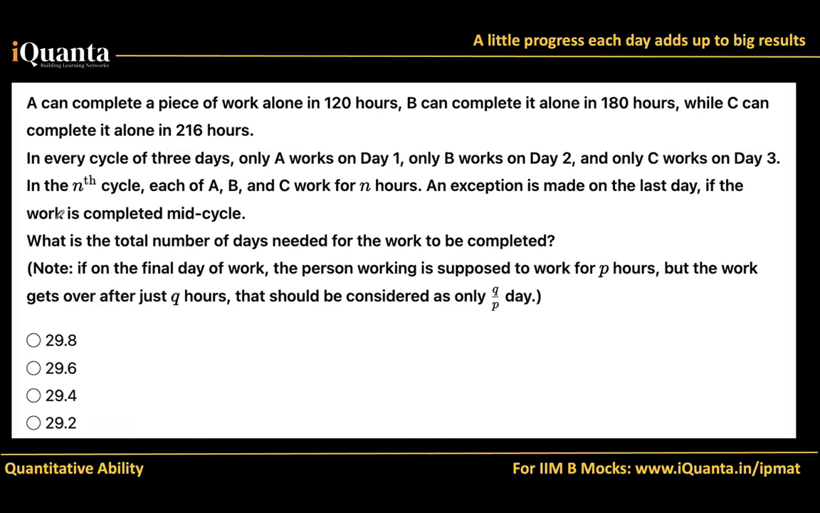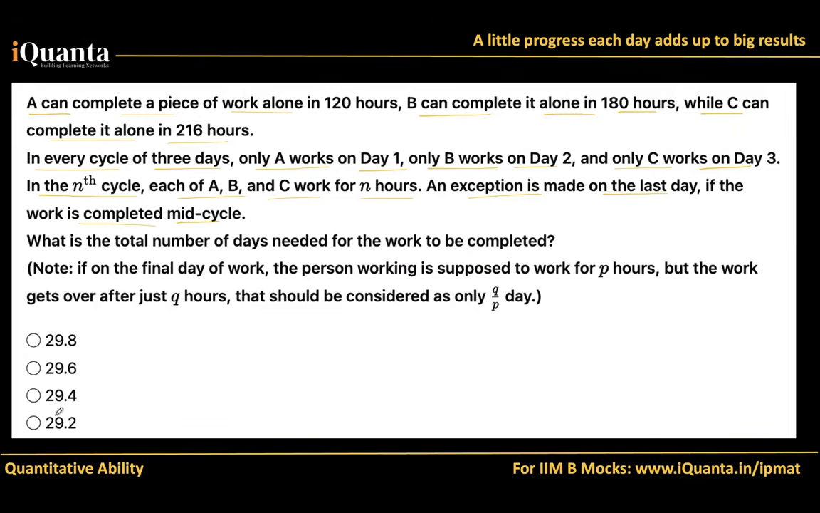Now let's come to the third question that we have. A can complete a piece of work alone in 120 hours. B can complete it alone in 180 hours, while C can complete it alone in 216 hours. In every cycle of 3 days, only A works on day 1, only B works on day 2, and only C works on day 3. In the nth cycle, each of A, B, C work for n hours. An exception is made on the last day if the work is completed mid-cycle.